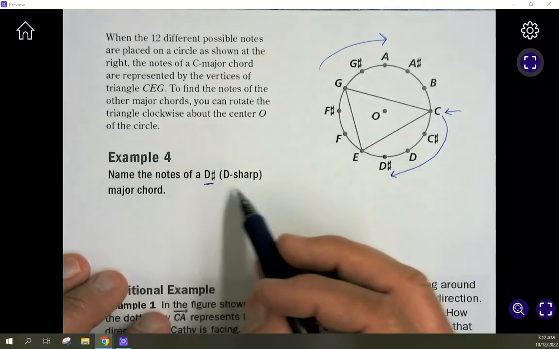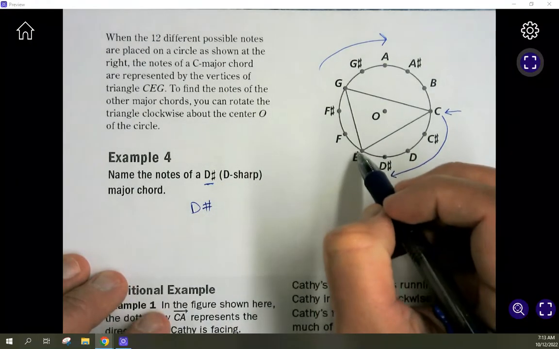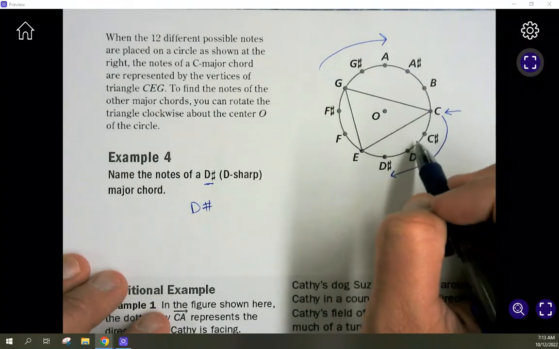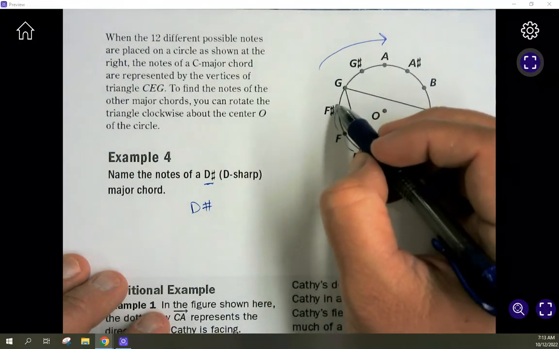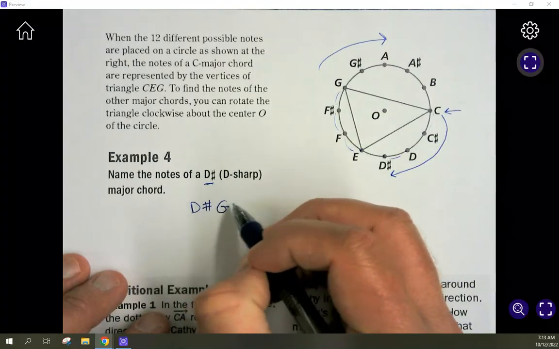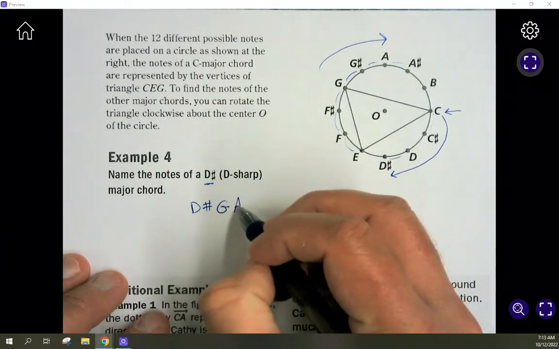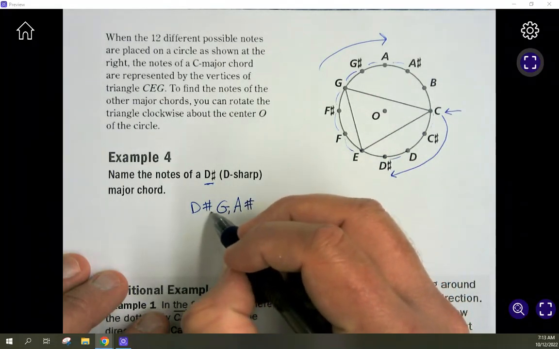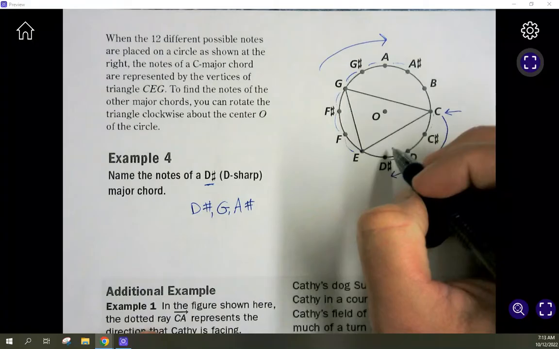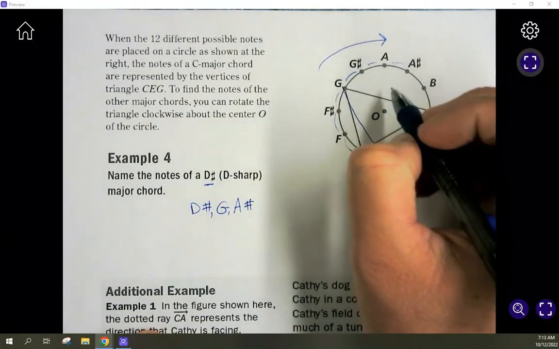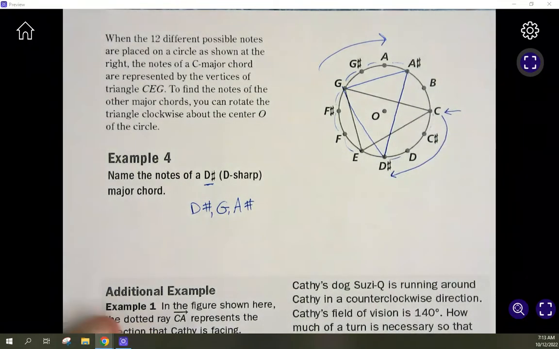Now we're going to name the notes of a D sharp major chord. Obviously D sharp is the first one. The vertex that was on E also has to move the same amount as C did. C went 1, 2, 3, so E is going to go 1, 2, 3, which means I'm going to have a G. And this G is going to go 1, 2, 3. That's going to put me at A sharp. If we wanted to, we could draw the new triangle. The D sharp is going to go up to G, then over to A sharp, and then down.